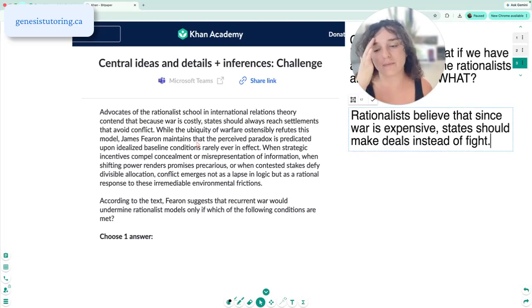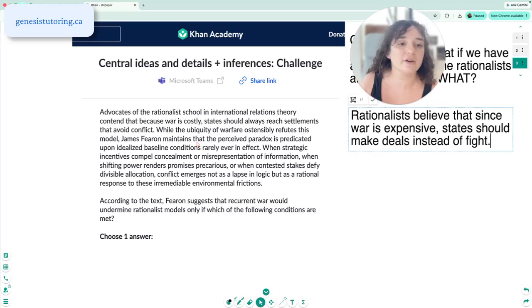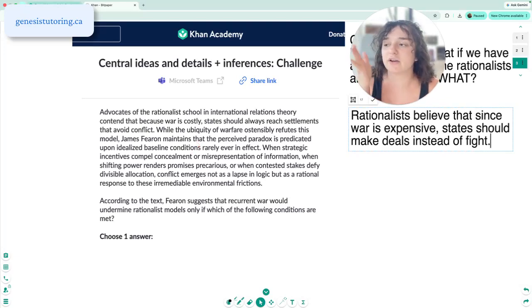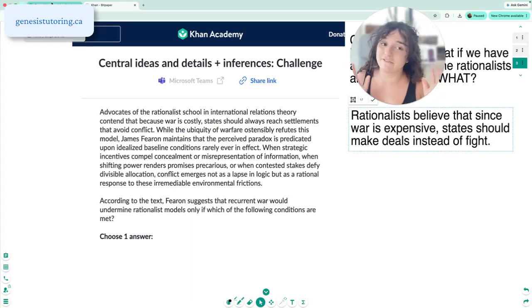So in other words, James is like, sure, we could have very little war and make deals all the time, but you would need these very, very idealistic conditions to be met, and we don't know what they are, but they're very rarely in effect. And since those conditions, whatever they may be, are rarely in effect, we don't have the opportunity to get the deals that we want, and that's why we have a ton of war.